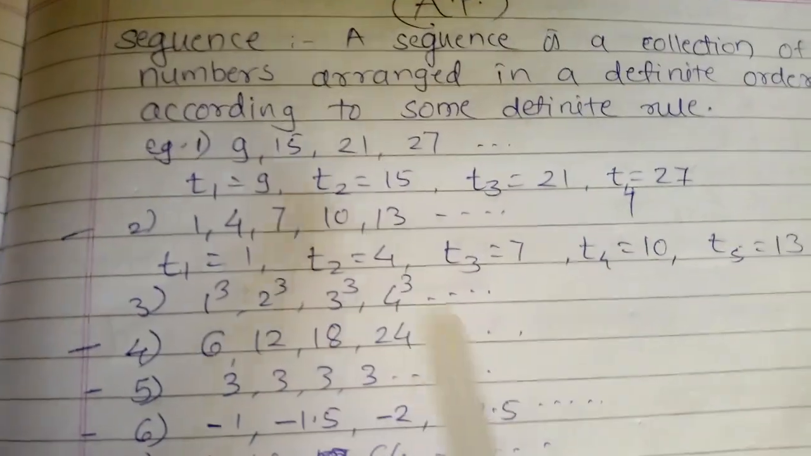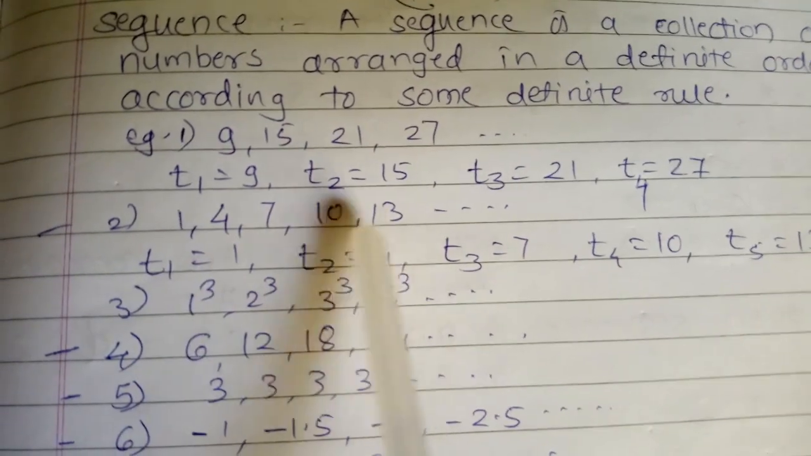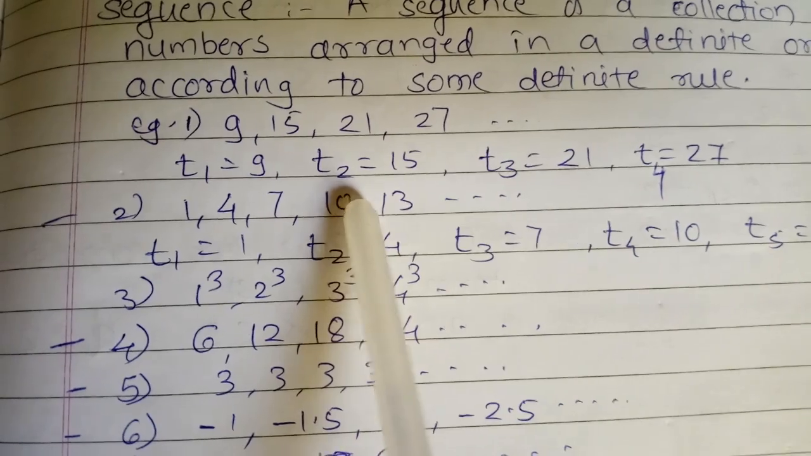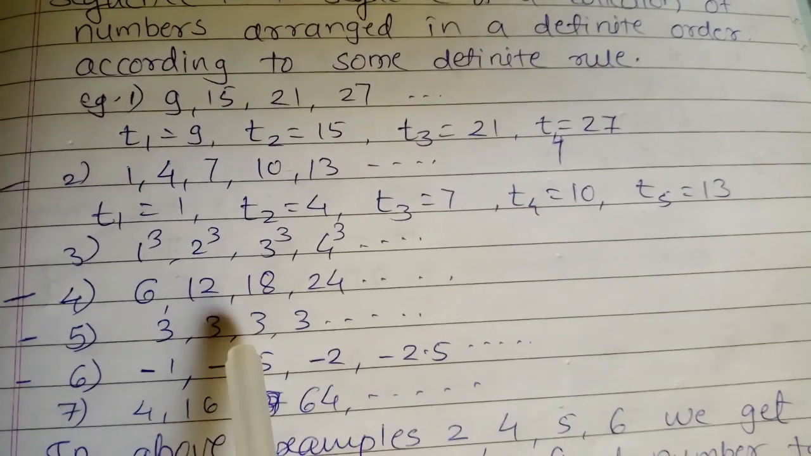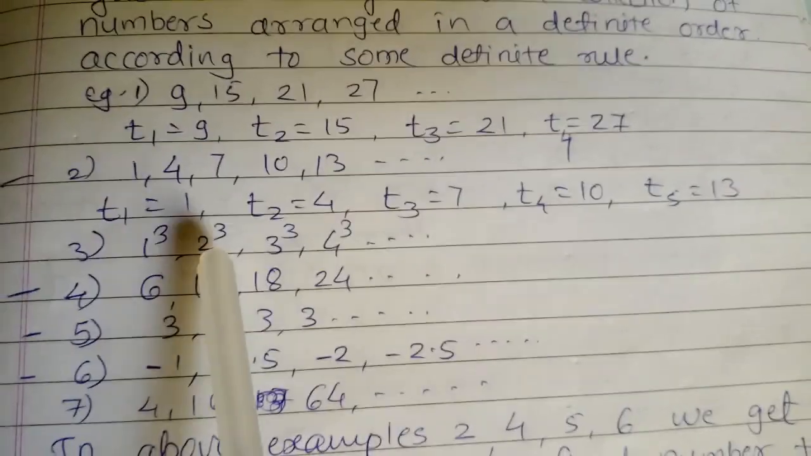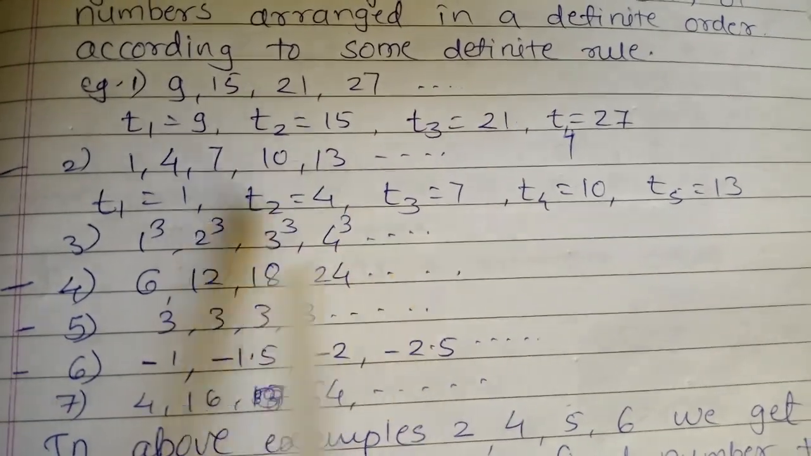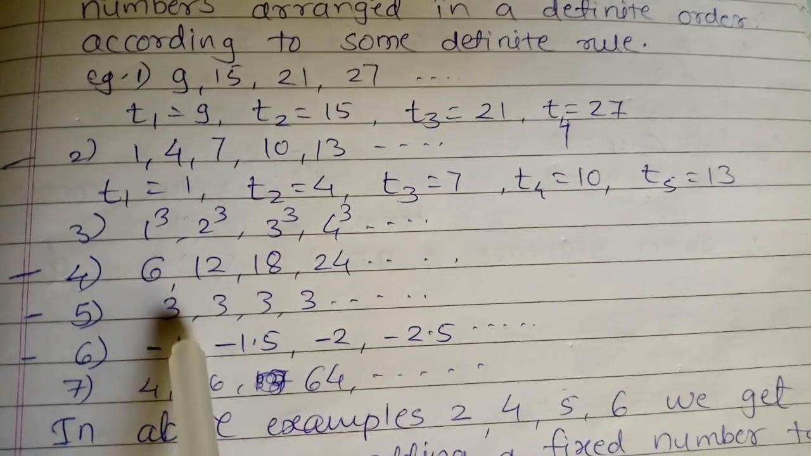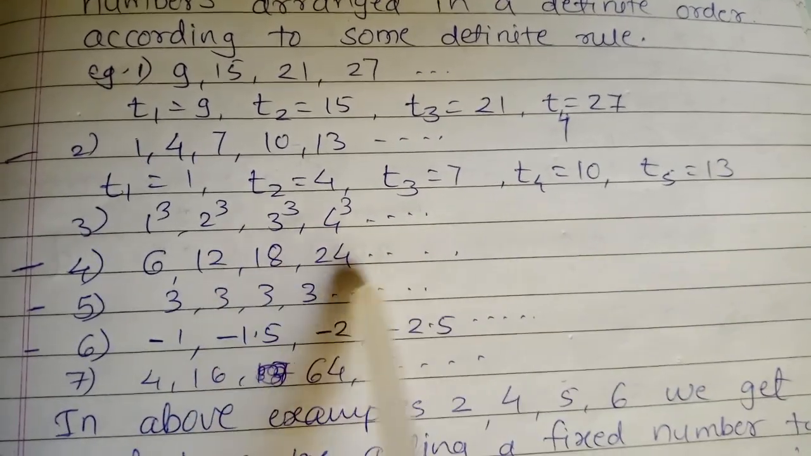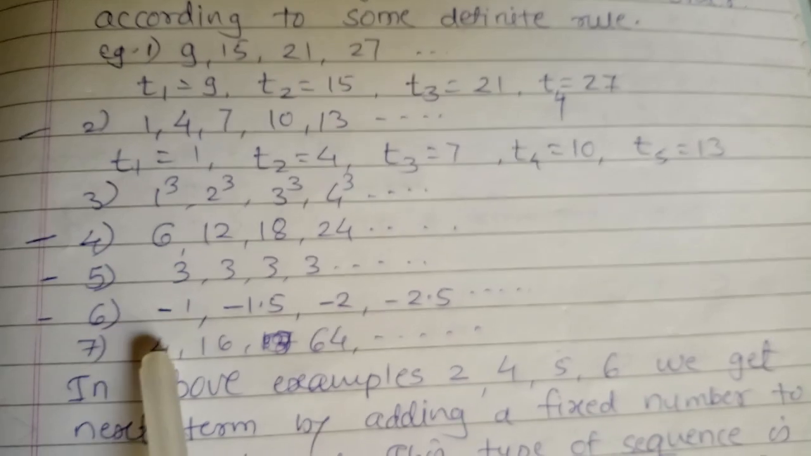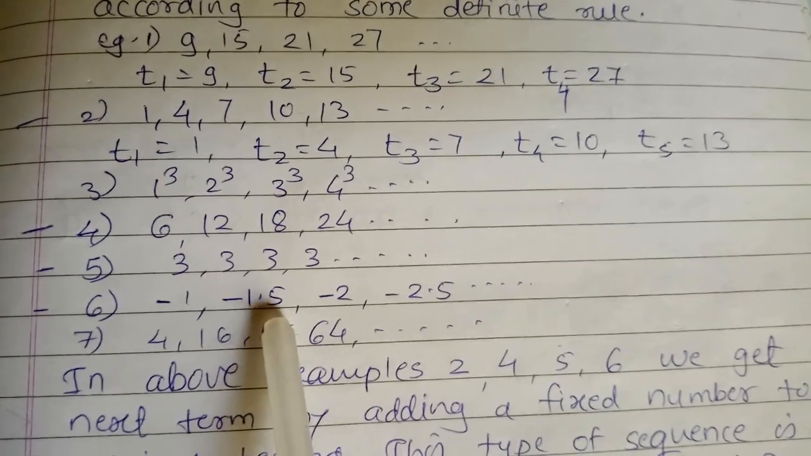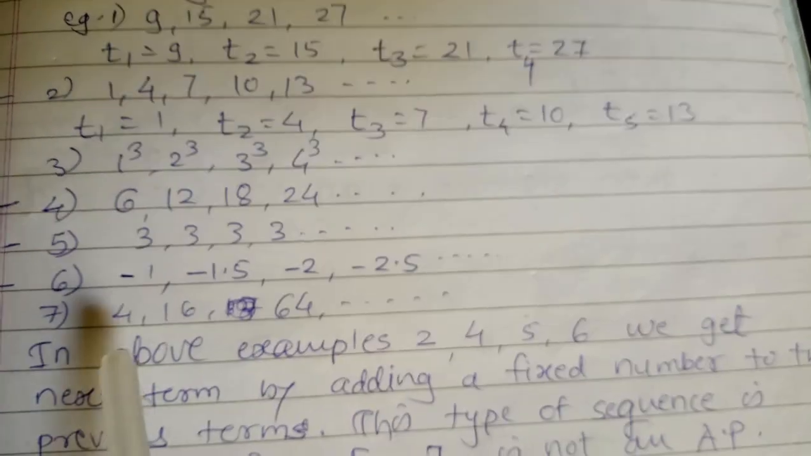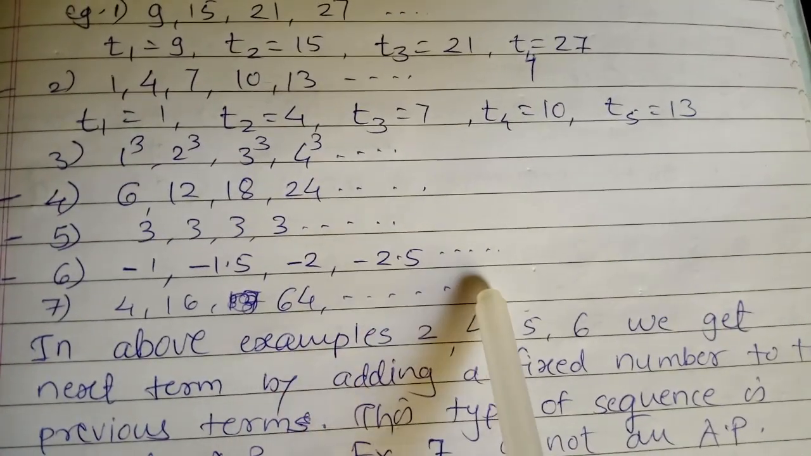Now see some more examples also. 1, 4, 7, 10 and 13. So you know what is the first term, second term, third term, fourth term and fifth term. Similarly, I give some examples, that is 1 cube, 2 cube, 3 cube, 4 cube. In the fourth example, 6, 12, 18, 24. Fifth one, 3, 3, 3, 3, and so on. Then the sixth one is minus 1, minus 1.5, minus 2, minus 2.5, and so on. Seventh one, 4, 16, 64, and so on.